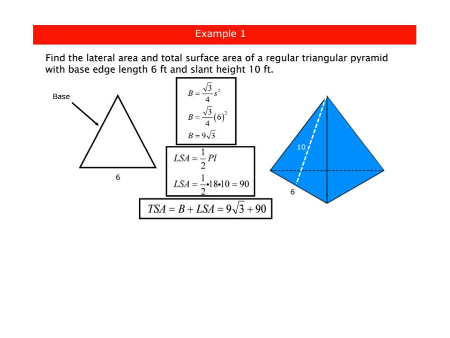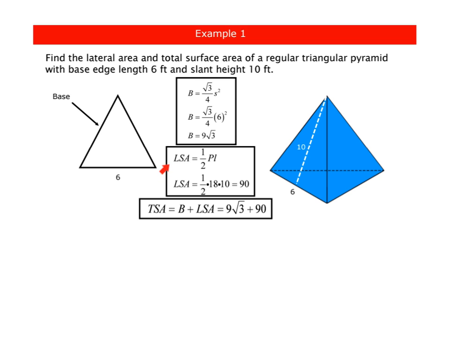So here is my answer. I first found the area of my base. Remember, this is an equilateral triangle, so the formula is the square root of 3/4 times my side squared. Plugging in, I get the area of my base is 9 times the square root of 3.